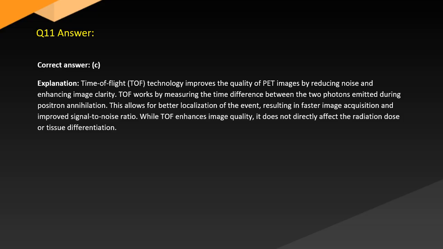Answer. Correct answer: C. Explanation. Time-of-flight (TOF) technology improves the quality of PET images by reducing noise and enhancing image clarity. TOF works by measuring the time difference between the two photons emitted during positron annihilation. This allows for better localization of the event, resulting in faster image acquisition and improved signal-to-noise ratio. While TOF enhances image quality, it does not directly affect the radiation dose or tissue differentiation.